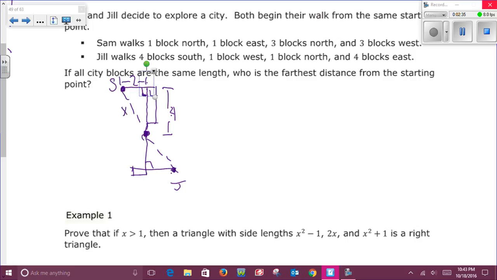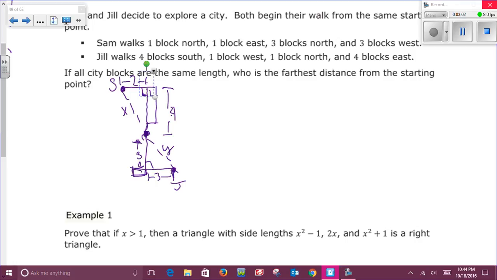And then Jill walked 4 blocks south, 1 block west, 1 block north, and 4 blocks east. So the distance from here to here is 3, because this was 1, 1, and 1. And then this would make this 3 as well for the same reason. And we're trying to find that distance y.